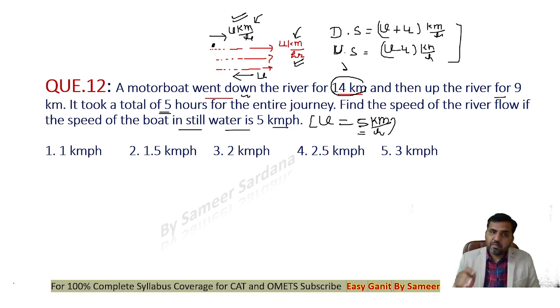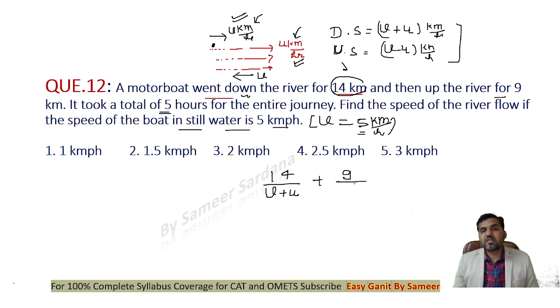Speed of the boat in still water is 5, that means v is given as 5 kilometers per hour. Now a total distance of 14 kilometers is to be traveled downstream, so you're supposed to take the downstream speed, that is v plus u. Then you're coming up a distance of 9 kilometers, and that's the upstream speed.